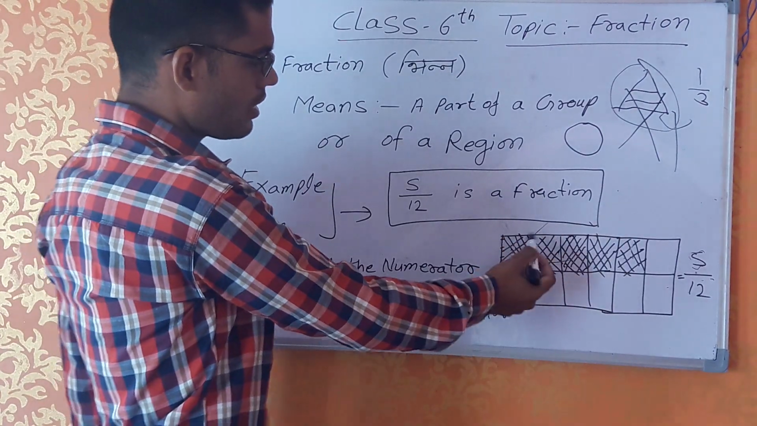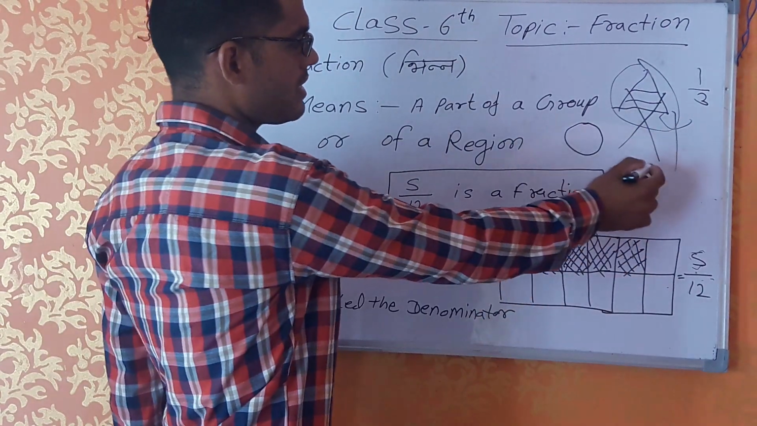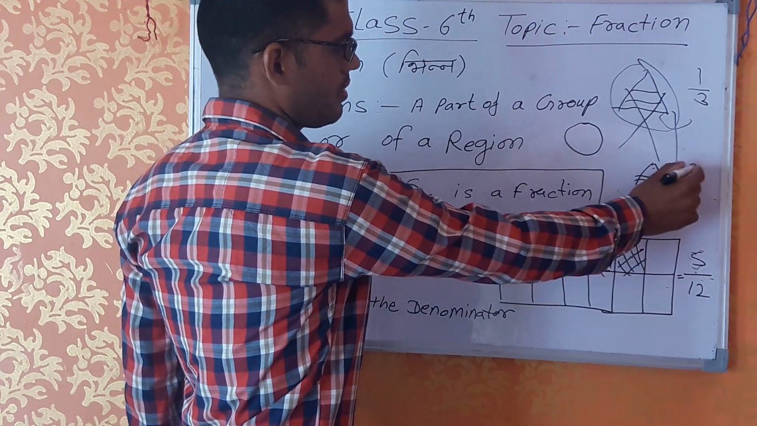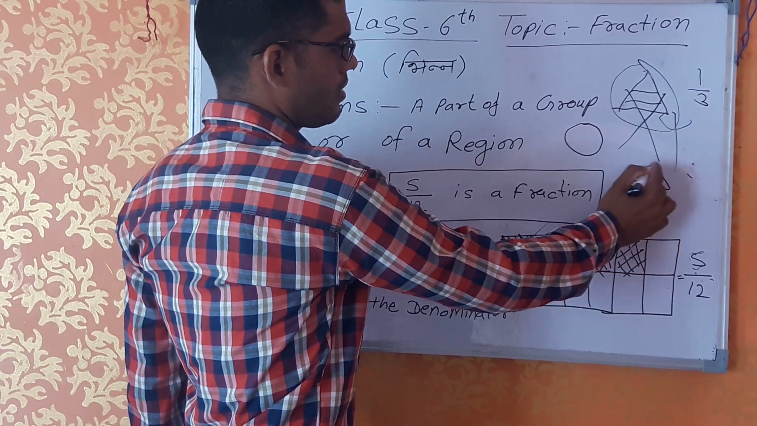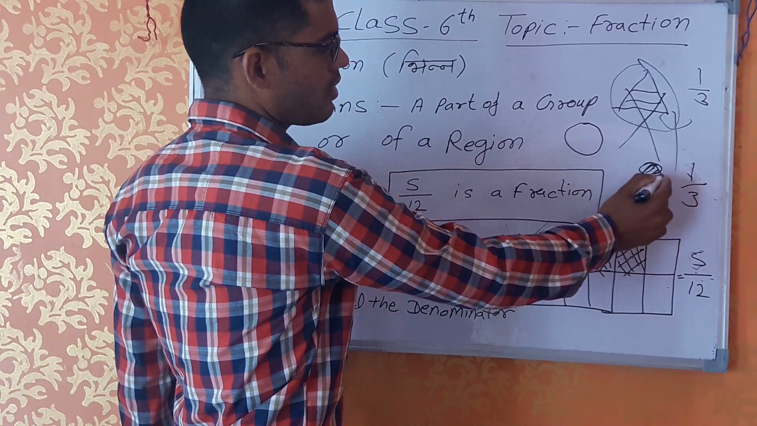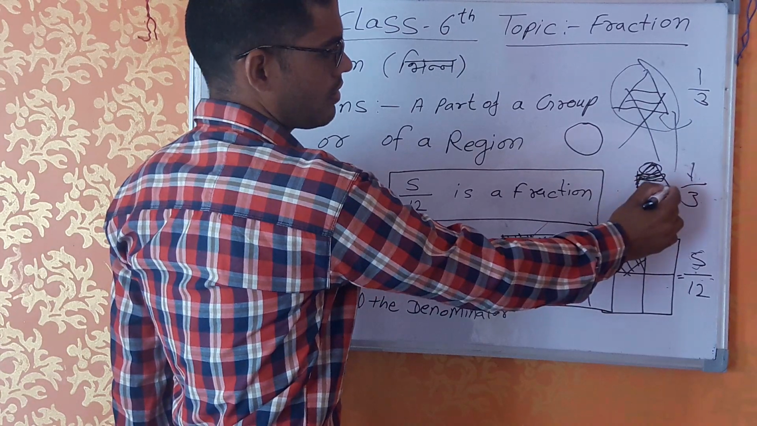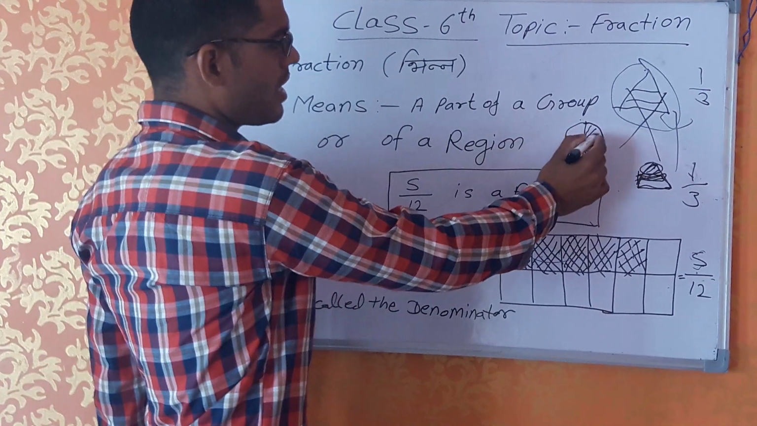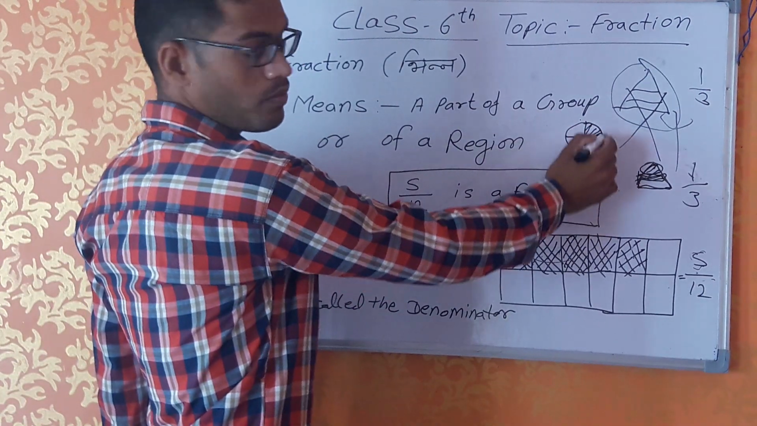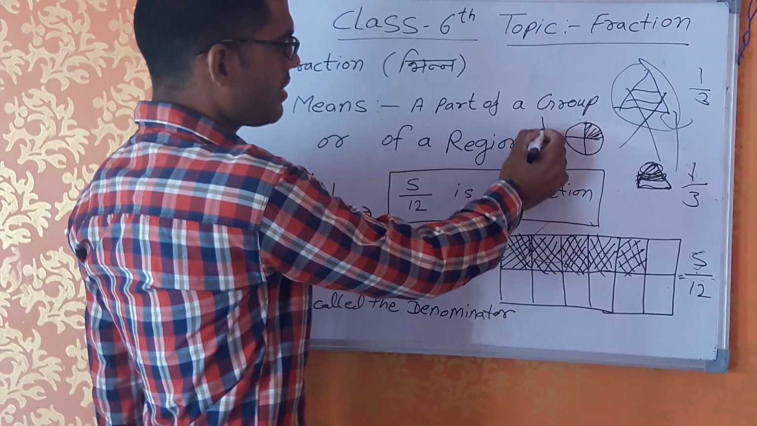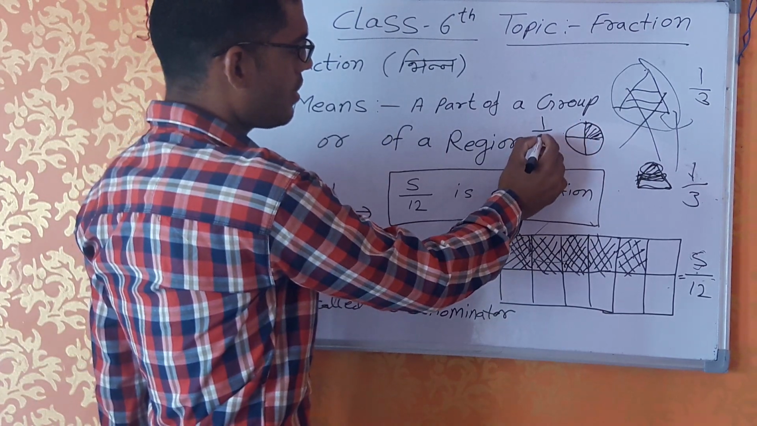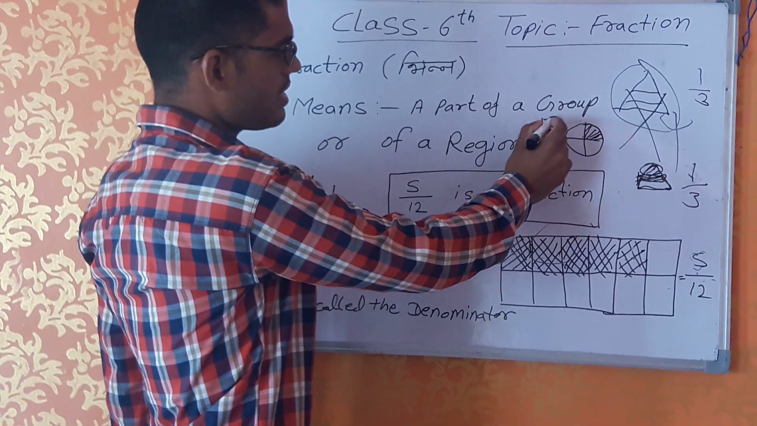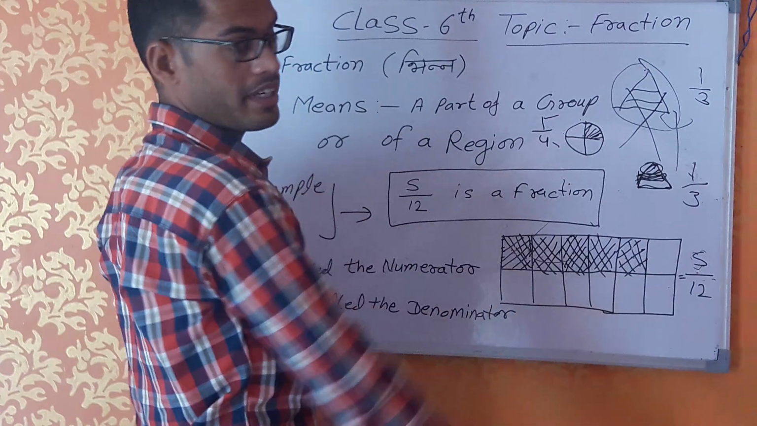In a fraction, the total parts are equal parts, not unequal parts. That is not a fraction, because there is a shaded part but the boxes are not equal. That is a fraction. Shaded part is 1, total boxes are 4. That is written as 1 upon 4. That is called a fraction. 1 is the numerator and 4 is the denominator.